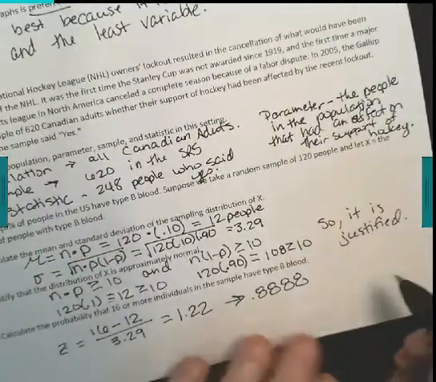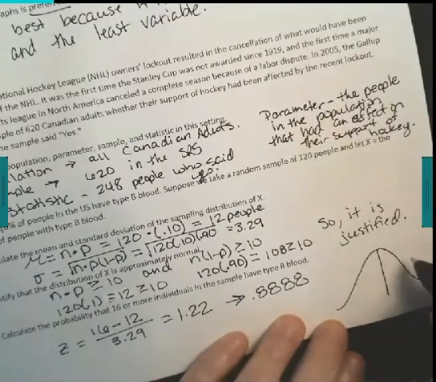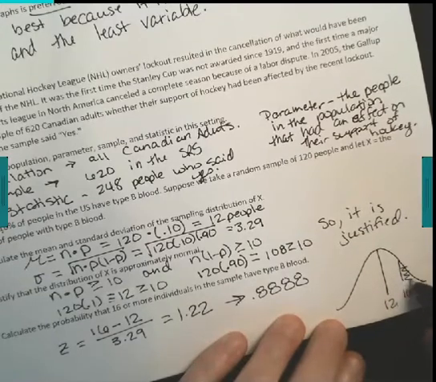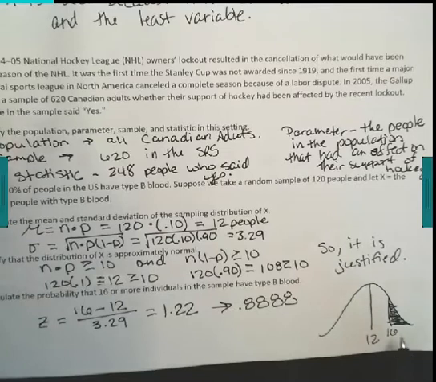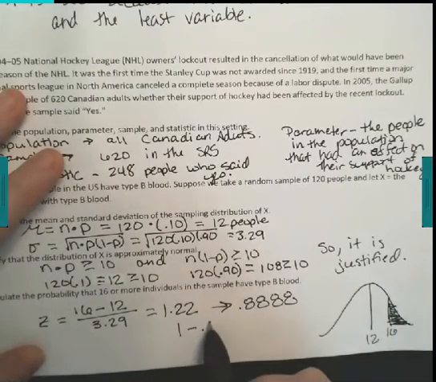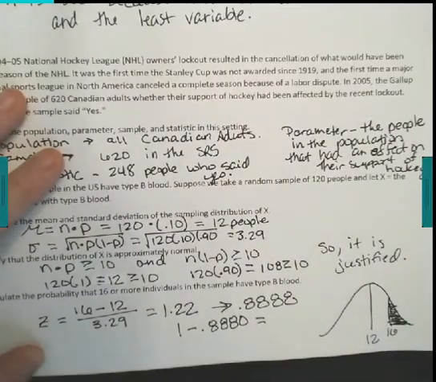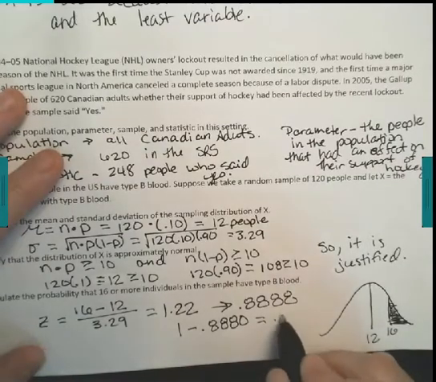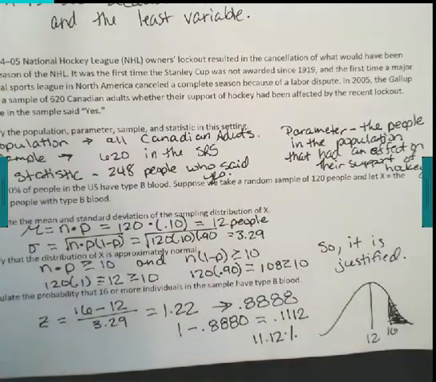But the one thing I want to caution you on is if I were to draw this, we're looking for 16 or more. If this is 12, 16 is going to be over here somewhere, and we're going to be shading in this direction. And since we're shading on the right-hand side and the z-score sheet, or Table A, only gives us the left-hand side, you have to subtract the 0.8888 from 1. So you should be getting 0.1112 or 11.12% for that one.